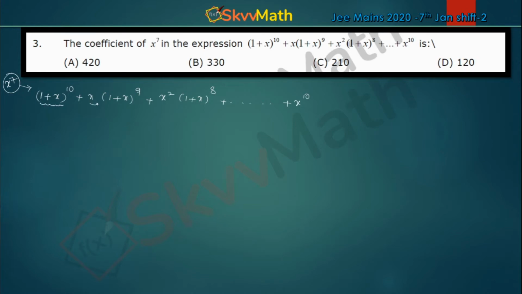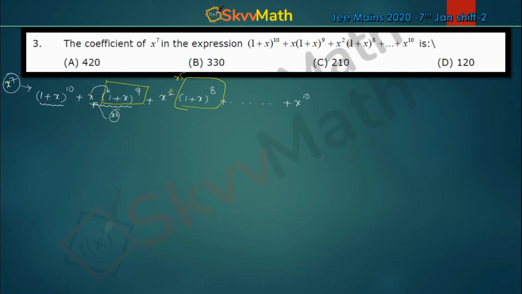Now if you want to find the coefficient of x^7 from this, because x is multiplied with each and every term of this (1+x)^9, if you take the coefficient of x^6, that will become the coefficient of x^7 after multiplication with x. Here we want the coefficient of x^6 in this expansion. Similarly, in this expansion, if you take the coefficient of x^5, that will be multiplied with x^2 to become x^7.